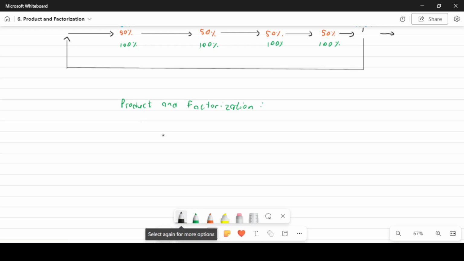Okay, so let's review what we've done so far. You see, in the second lesson, we discussed LCM and we discussed HCF. LCM was more useful for fractions. HCF is going to be very useful for factorization. Right, so HCF will be more useful for factorization.